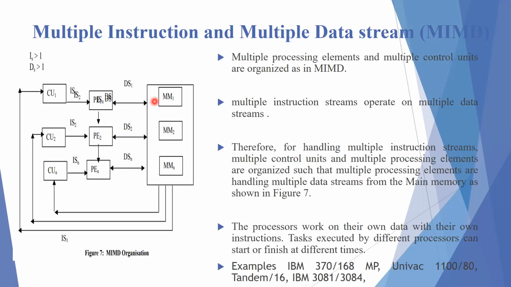Data stream 1 is operated upon by control unit 1 and processing element 1. Data stream 2 is operated upon by processing element 2 with respect to the control signals issued from control unit 2, and data stream n is operated upon by processing element n with respect to the control signals issued by control unit n. Okay?